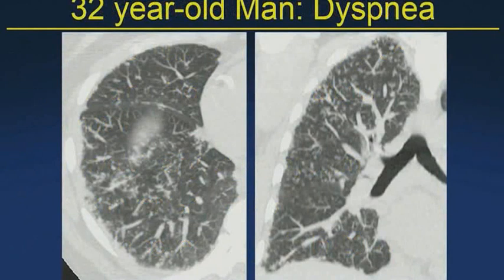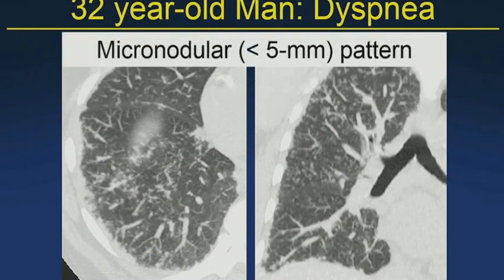This first patient is a 32-year-old man who presented with dyspnea and underwent high-resolution CT. And you can first appreciate on the CT a micronodular pattern. There are multiple, very tiny lung nodules, all less than 5 millimeters in diameter. Now, when you identify a micronodular lung pattern on CT, it's important to try to characterize the location of the nodules for differential diagnosis purposes.